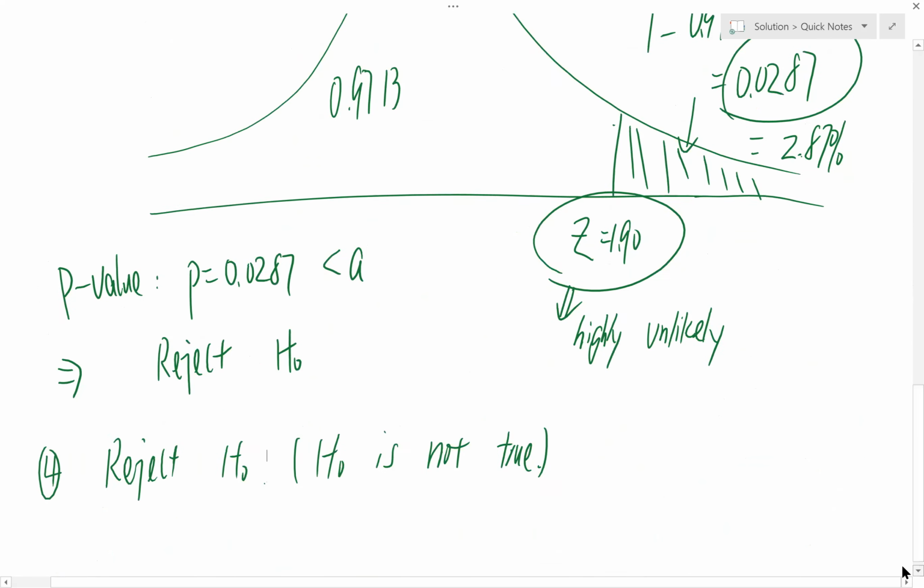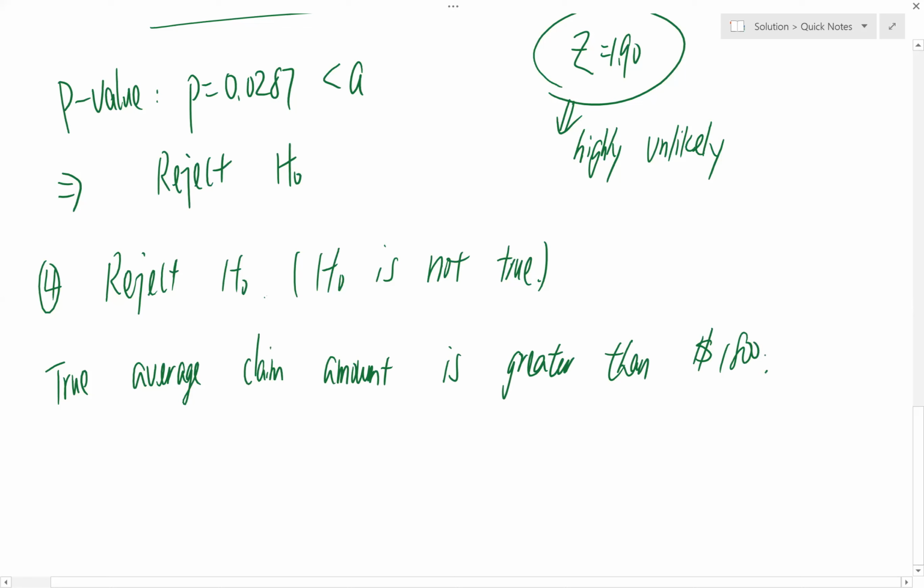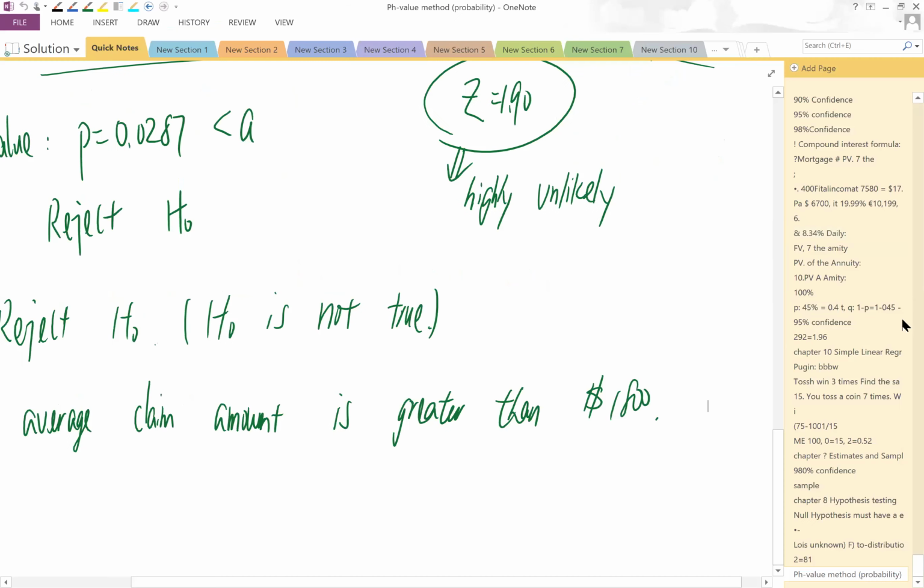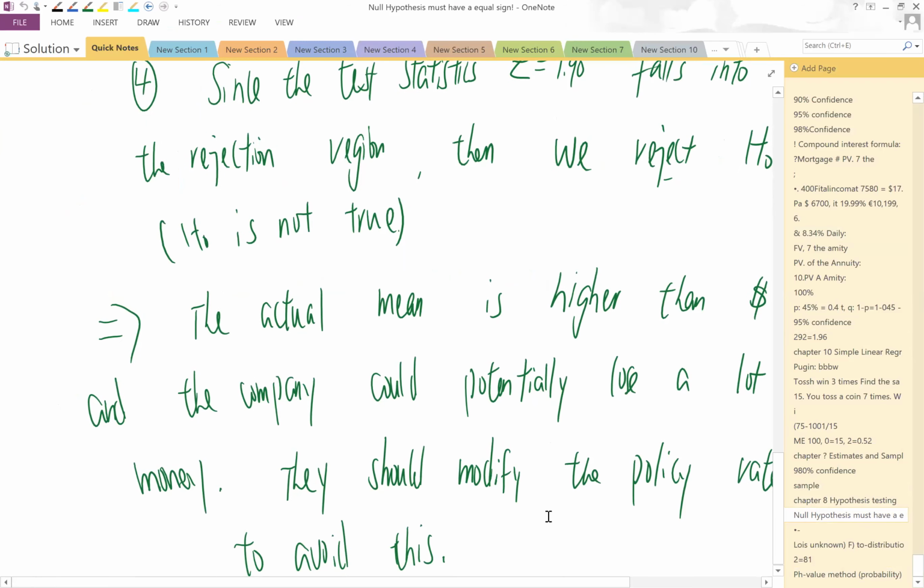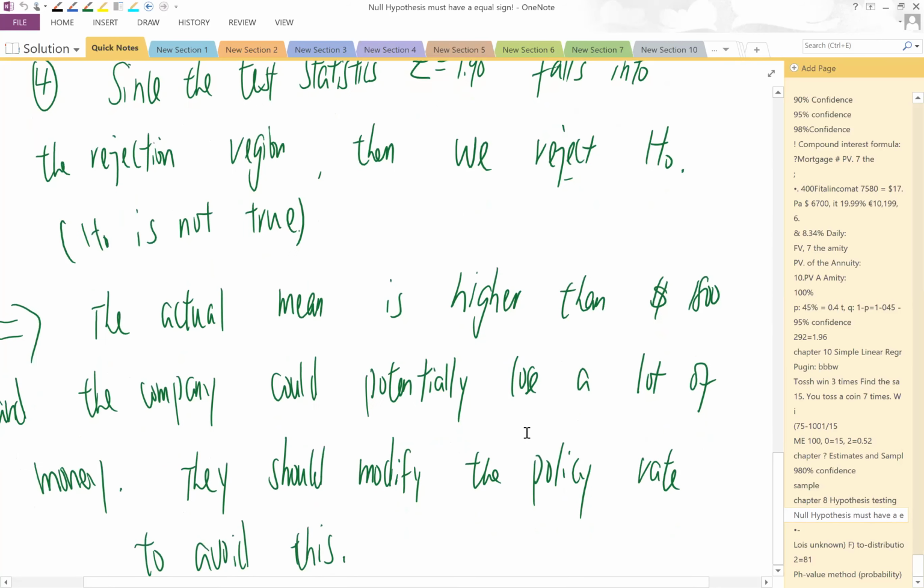Okay, so in this case, the true average claim amount is greater than $1,800. So management should be concerned, right? So we reach the same conclusion as the other method I showed you earlier. You can go back to that really quickly. At the very beginning, we tested whether the actual mean is higher than 1800, right? Because the test statistic falls into the rejection region, reject H0. So both methods yield the same outcome. And since the actual mean is higher than $1,800, the company could potentially lose a lot of money. So they should modify the policy rate to avoid it.